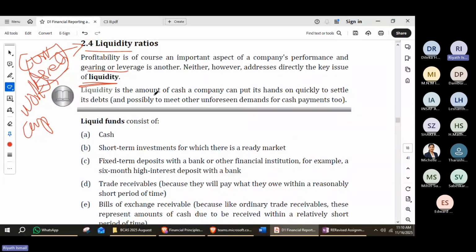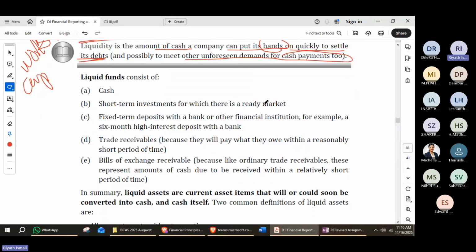Liquidity is the amount of cash a company can put in hand quickly to settle its debts, loans, and possibly to meet other unforeseen demands for cash payment, right? So they have to keep a sufficient amount of money, not more or less. Liquid funds mean liquid cash. So what consists of liquid funds? Cash, liquid cash, and short-term investments.